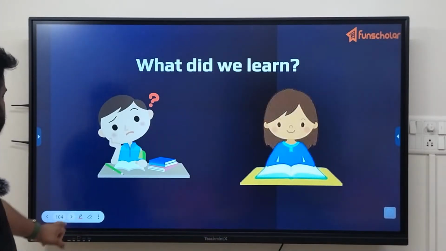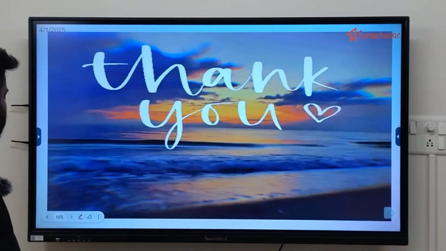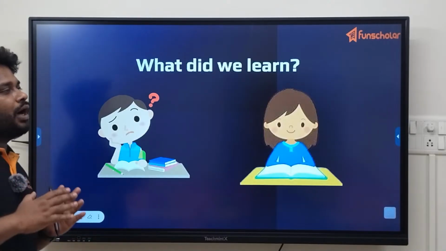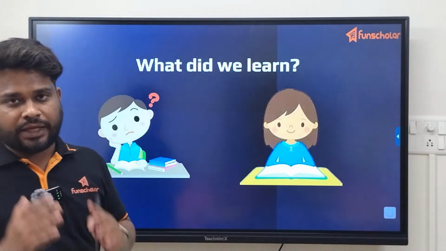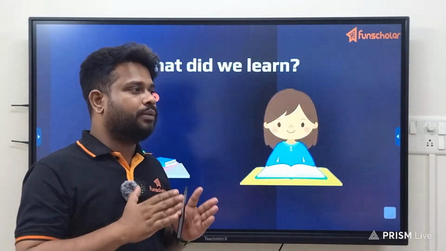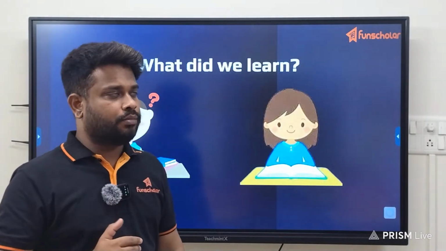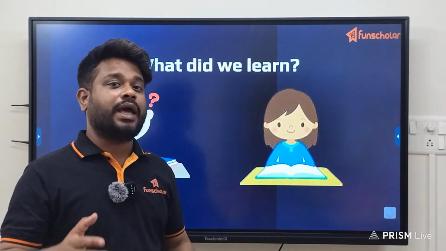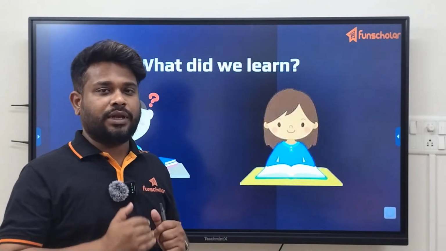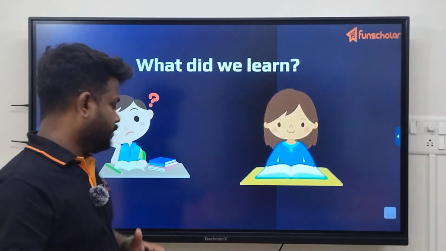So what did we learn? We have learned what rational numbers and irrational numbers are, how we can write rational numbers in p by q form, how irrational numbers can be placed on the number line, and decimal numbers, also recurring decimal numbers.